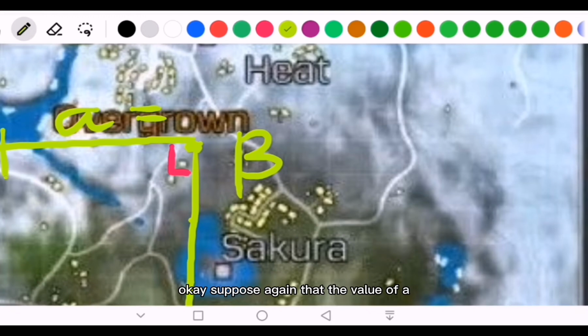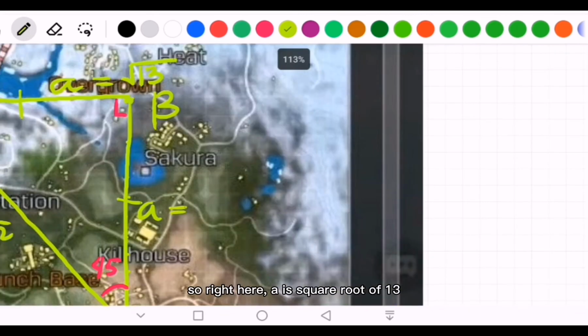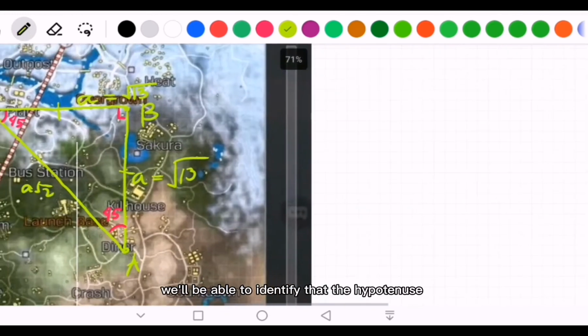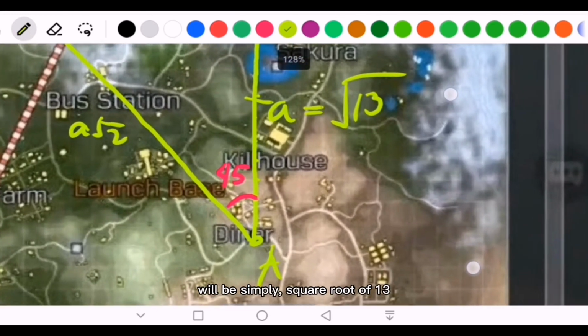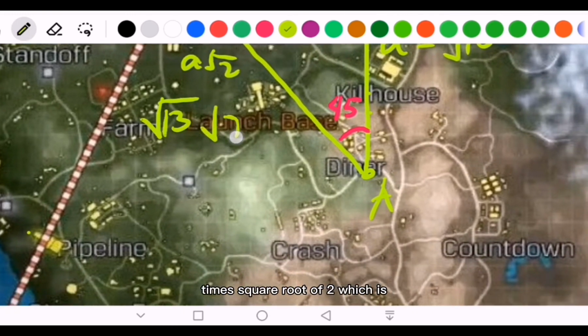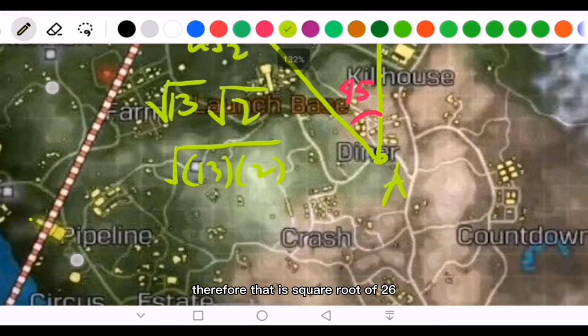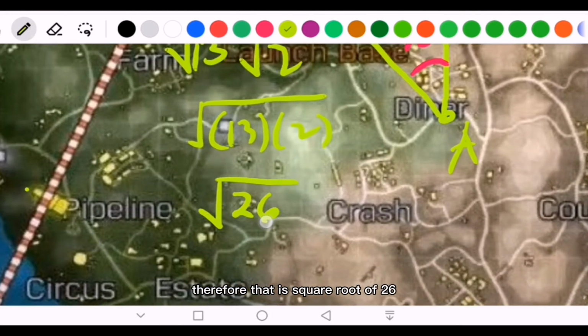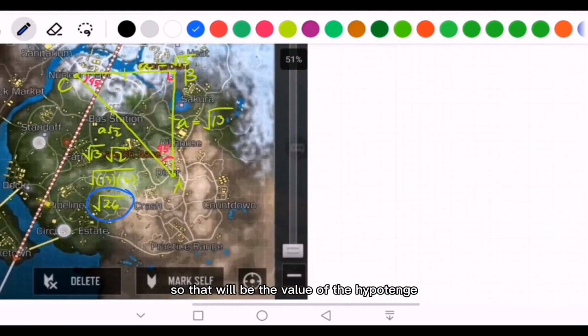Okay, suppose again that the value of a is an irrational number which is square root of 13. So right here, a is square root of 13. We'll be able to identify that the hypotenuse would be simply square root of 13 times square root of 2, which is square root of 13 times 2, or 26. Therefore, this is square root of 26. So that will be the value of the hypotenuse.